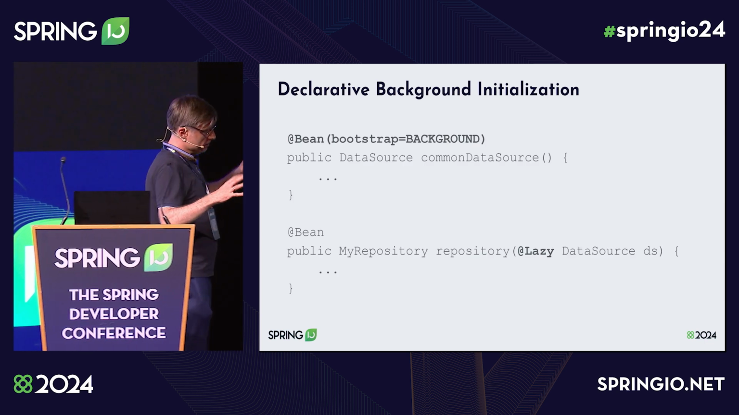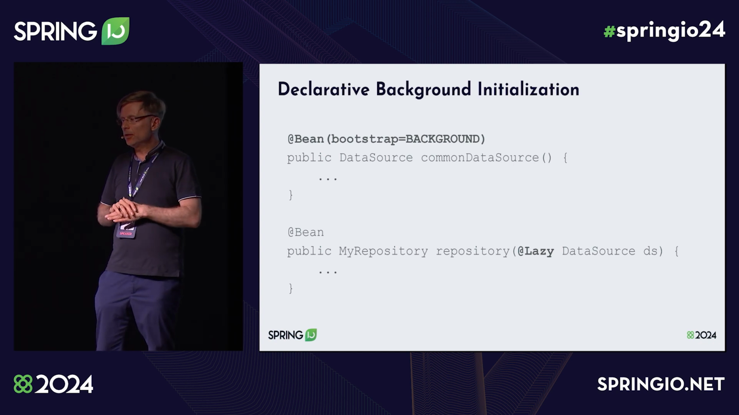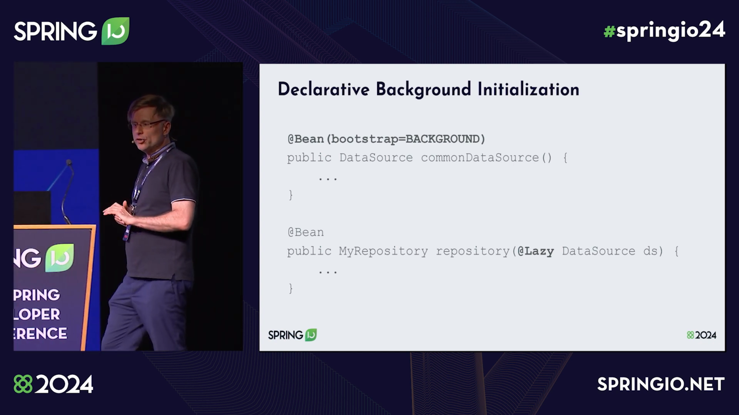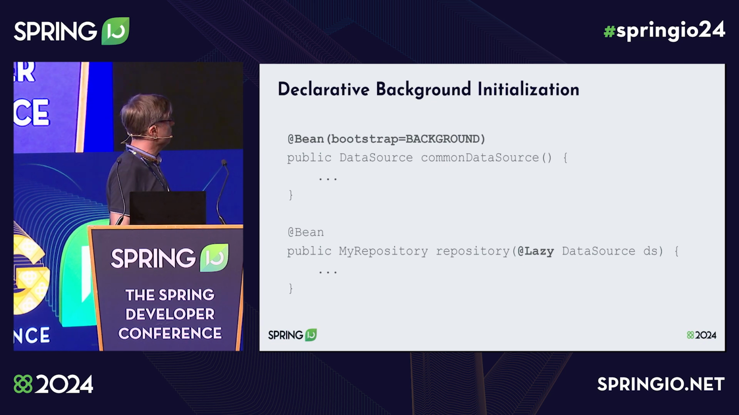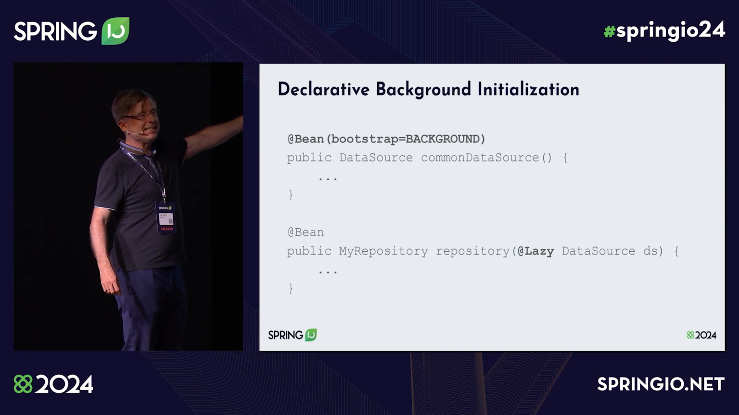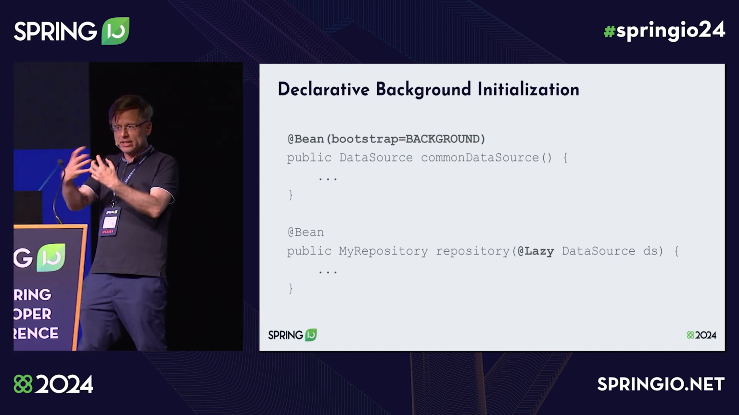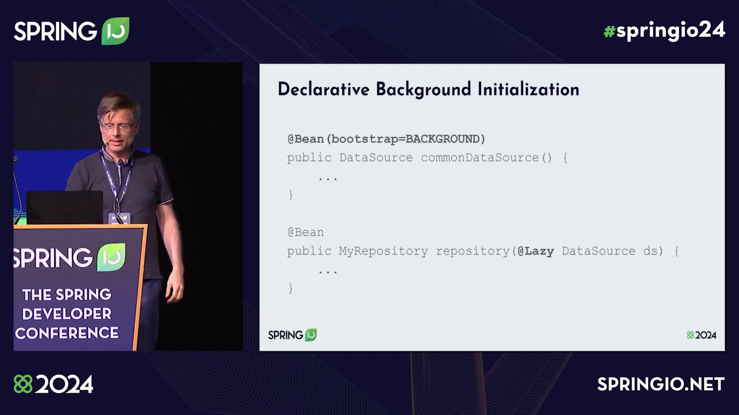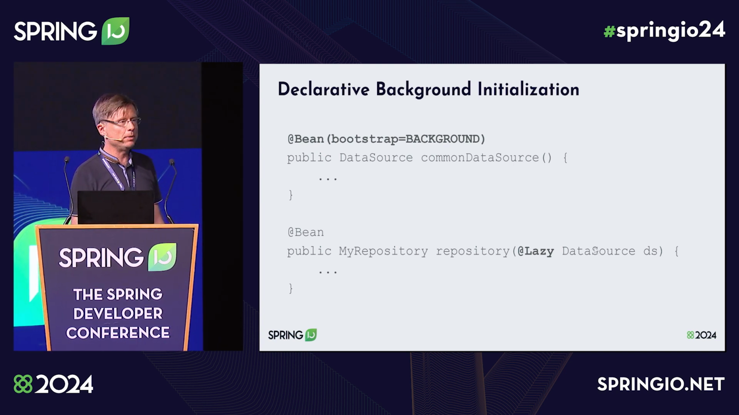If you can set up your beans to meet those requirements, then it's actually pretty straightforward. You could declare, for example, your data source bean to be bootstrapped in the background, and your repository bean accepts a lazy data source. So it actually receives a data source proxy. This definition does not insist on the data source being fully initialized.